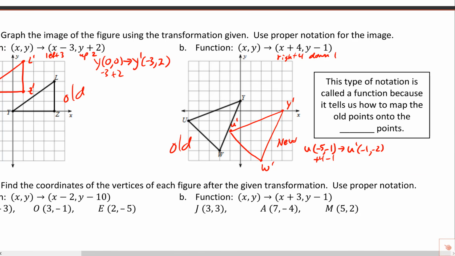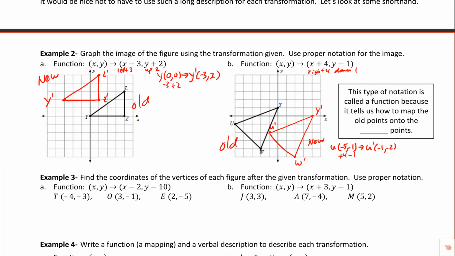Now, this type of notation that we used up here is called a function. And if you'll remember when we were talking about functions before, one way that we can write down a function is we can do a mapping from x to y and stuff like that. So this type of notation is called a function because it tells us how to map the old points onto the new point. So that's what we're doing. We're taking the old point and we're mapping it to a new point.